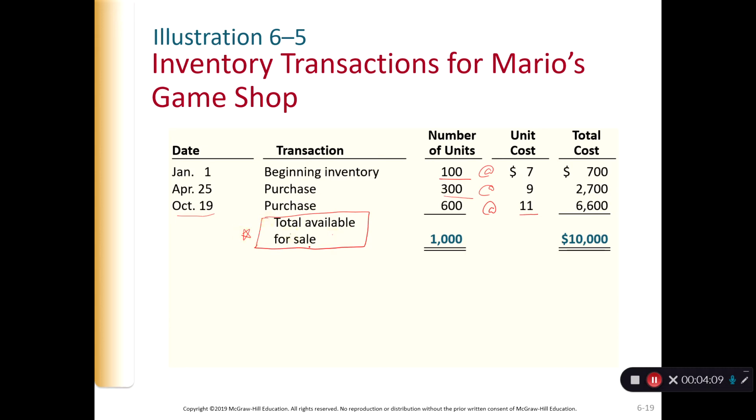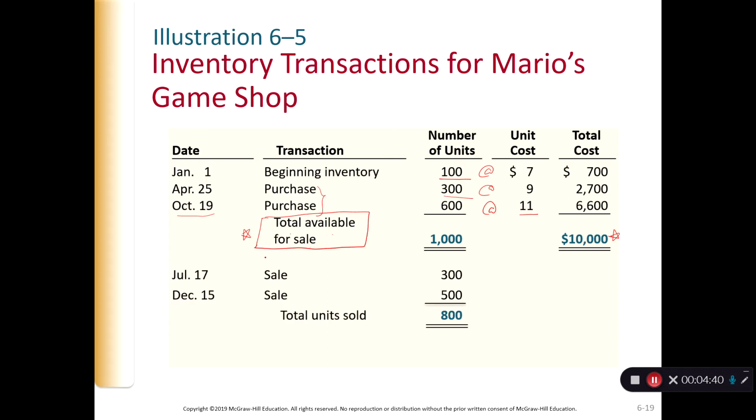The concept we introduced in the last video is this very important concept called total available for sale. Total available for sale, we said, is beginning inventory plus all the purchases for the period. Adding up, there are about 1,000 units of product ready for sale, waiting for people to buy, and the cost is 700 plus 2,700 plus 6,600, which is $10,000. This is the inventory in the store that is ready to be sold.